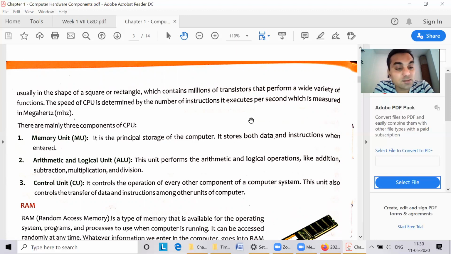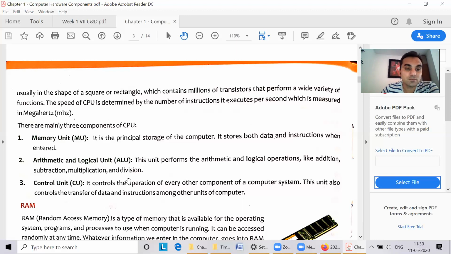Next is control unit, CU. It controls the operation of every other component of a computer system. This unit also controls the transfer of data and instructions among other units of a computer. So it controls every operation of a component of a computer system. Like when we are moving the mouse, typing, drawing, whatever we are doing, it controls all the operations of the computer. This unit also controls the transfer of data and instructions among other units of a computer.